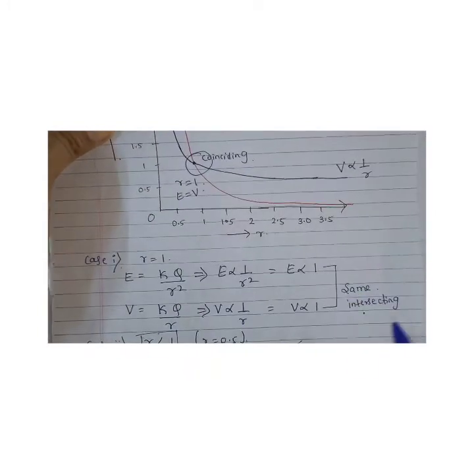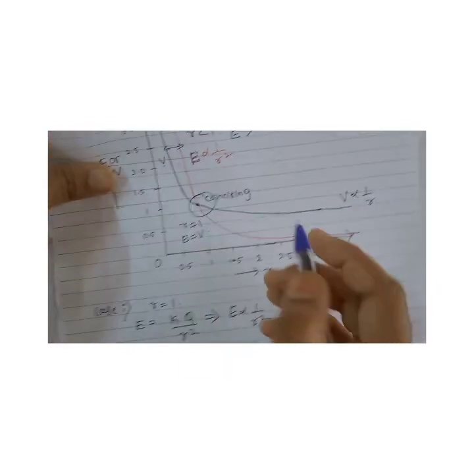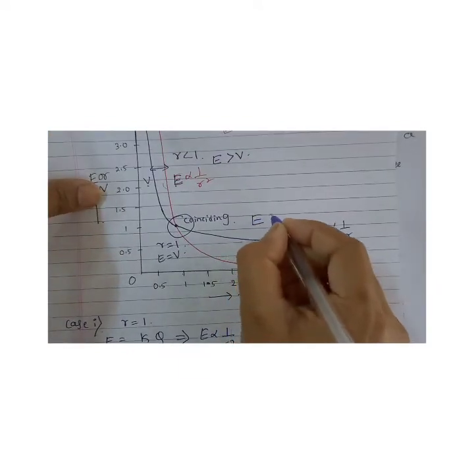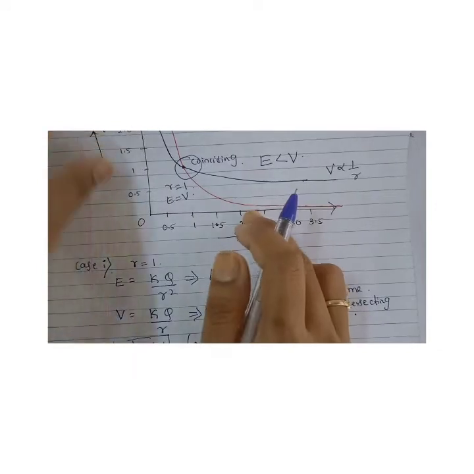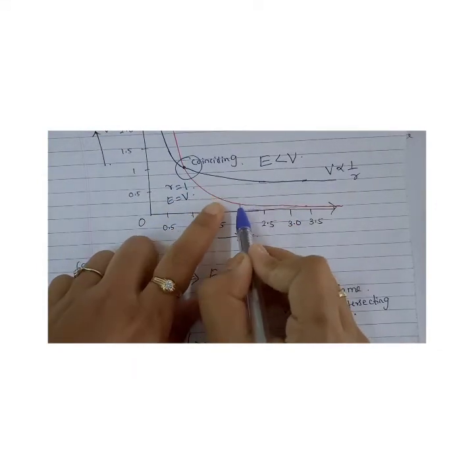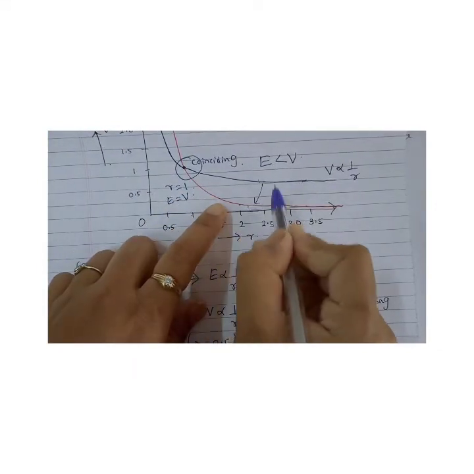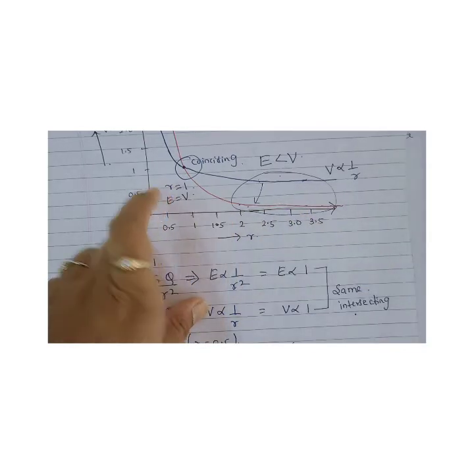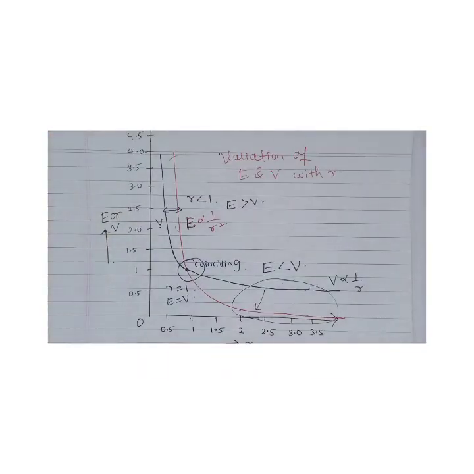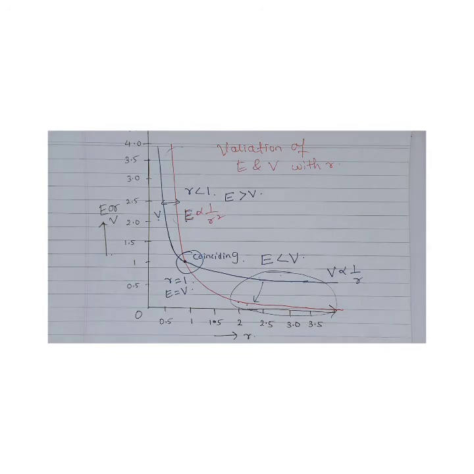Whereas in the last case, the third case, when R is greater than 1, here E is less than V. Okay, see here V is ahead, now E is lagging behind in this part. So this is how the variation of electric field and potential with R you are going to study.